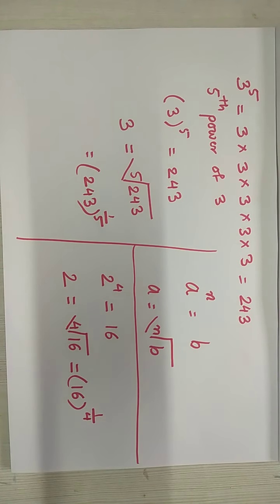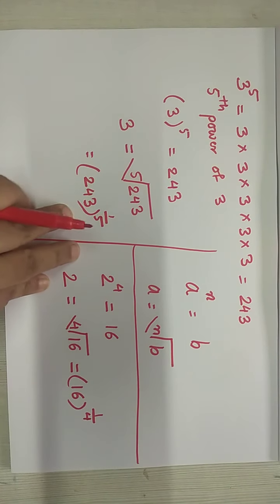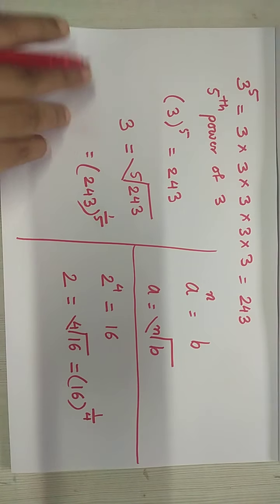So basically, rational powers are nothing but roots. We call them roots. If it is 1 upon 2, we call it square root of. If it is 1 upon 3, we call it cube root of. If it is 1 upon 5, we call it fifth root of. Okay. Now let's see exercise 3.1.